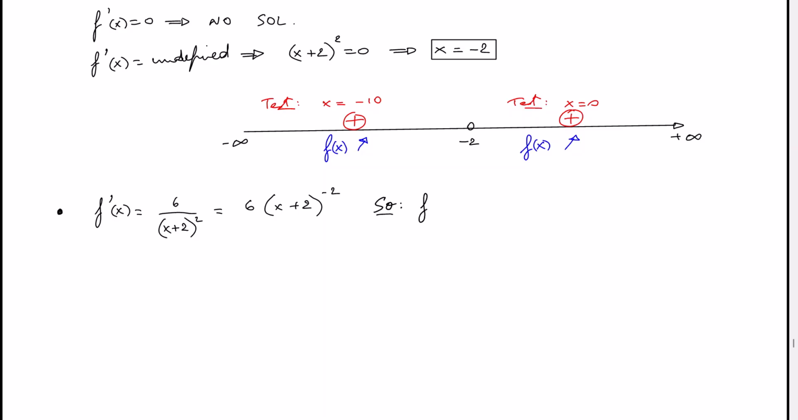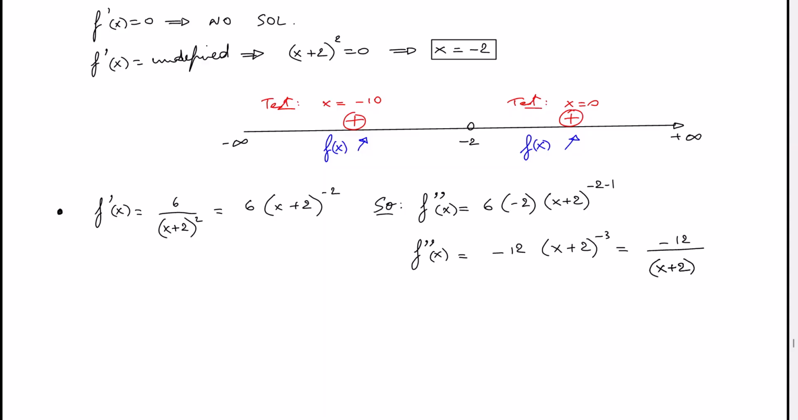So with that in mind, what would the second derivative be? 6 is going to hang out, -2 is going to come down from the power, x plus 2 is going to stay there in the base, the power is going to lose 1 because of the chain rule, and then I need the derivative of x plus 2 afterwards. Well, it's just a 1, so whether you write it or not, it's not going to matter, so I'm just going to erase it. So what's my second derivative equal to? It's going to be -12 with x plus 2 to the power of -3, and I can just write it as -12 over x plus 2, the whole quantity cubed.